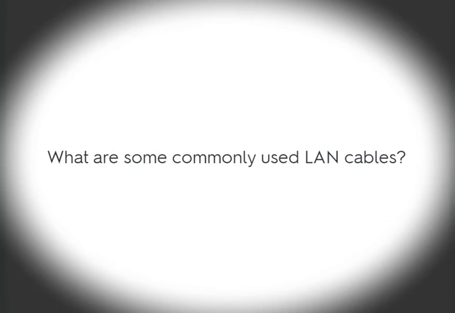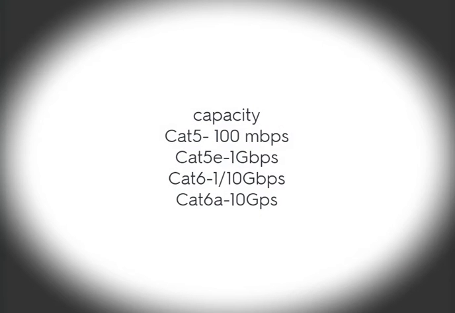What are some commonly used LAN cables? Capacity: Cat5 is 100 Mbps, Cat5e is 1 Gbps, Cat6 is 1 to 10 Gbps, Cat6 at 10 Gbps.